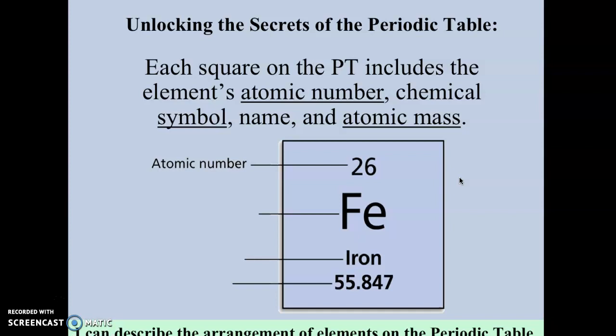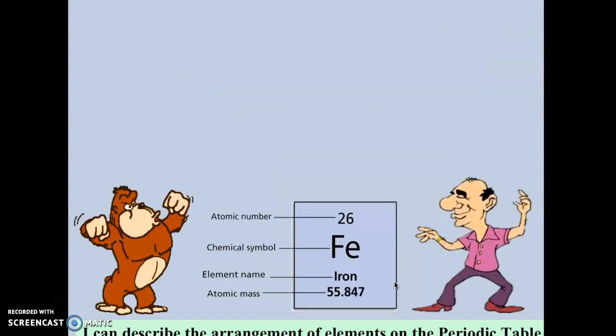So let's unlock the secrets of the periodic table. Each square on the periodic table represents one element, and it has some information about that element within the square. For example, let's look at iron. Iron is the name of the element. The chemical symbol, which is the 1 or 2 letter abbreviation for the element, is Fe. The atomic number is this number right here, and the atomic mass is right here. To recap, we have the atomic number, the chemical symbol, the name of the element, and also the atomic mass. That's the information directly listed for each element on the periodic table.